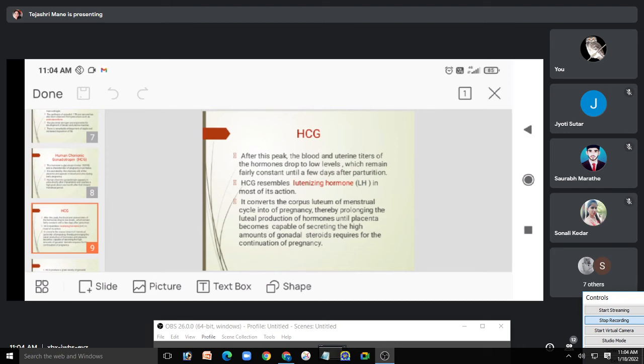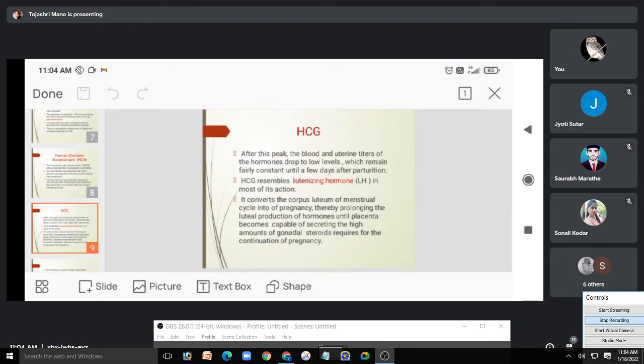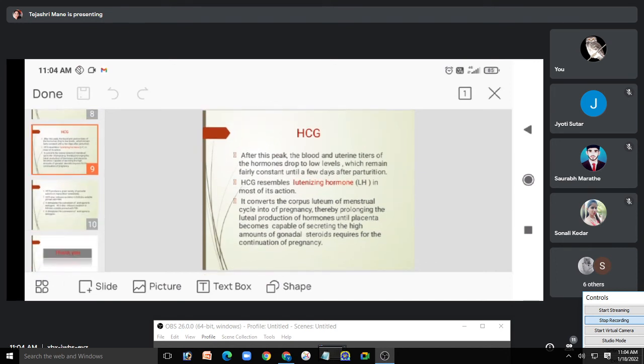HCG resembles luteinizing hormone, LH, in most of its actions. It converts the corpus luteum of the menstrual cycle into the corpus luteum of pregnancy, thereby prolonging the luteal production of hormones until the placenta becomes capable of secreting the high amounts of gonadal steroids required for the continuation of pregnancy. HCG produces a great variety of gonadal actions in many other vertebrates.